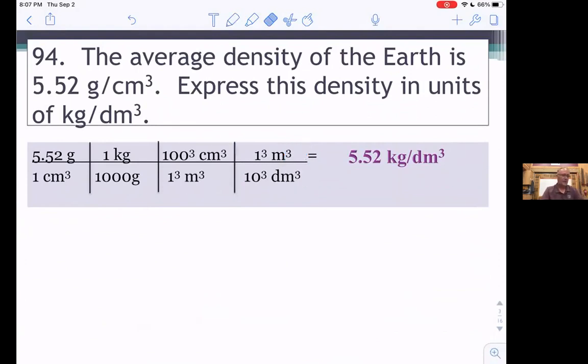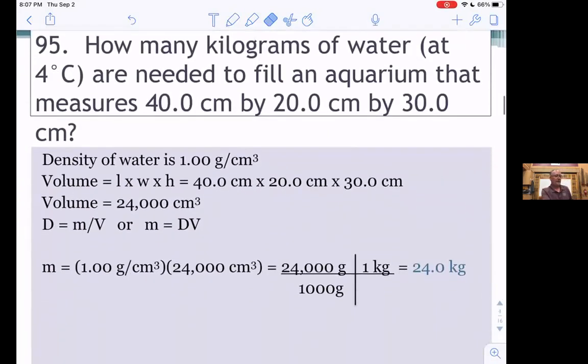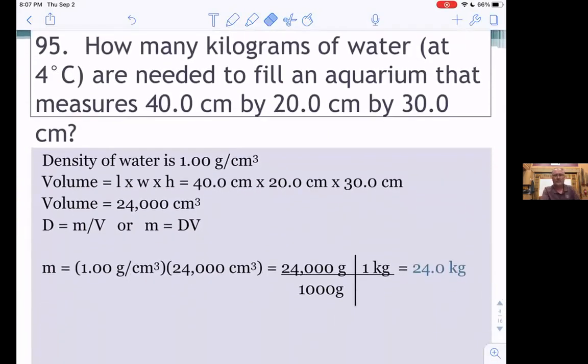Don't miss that. If you look at your conversions here, our want was to get to decimeters cubed and kilograms. Grams goes to grams. I'm left with kilograms, with centimeter cubed, meter cubed, decimeter cubed there on the bottom. Going to go quickly.